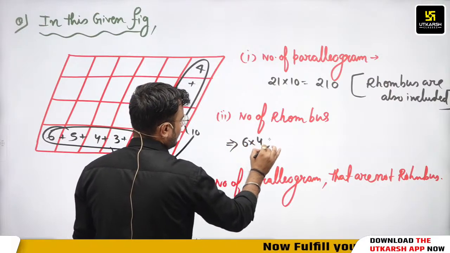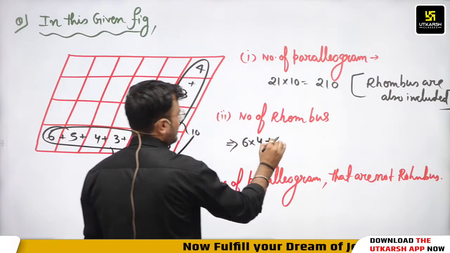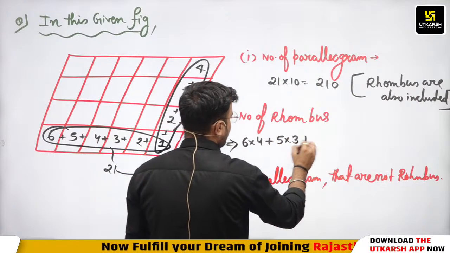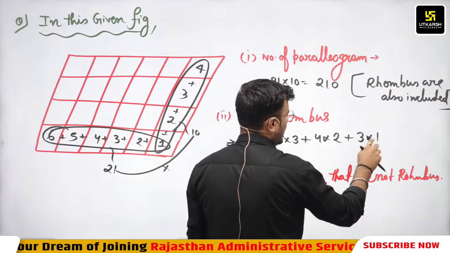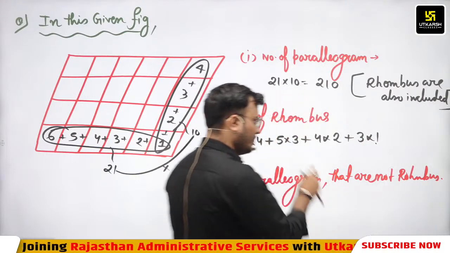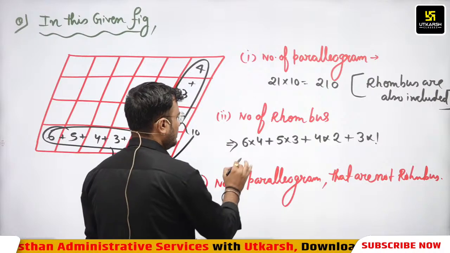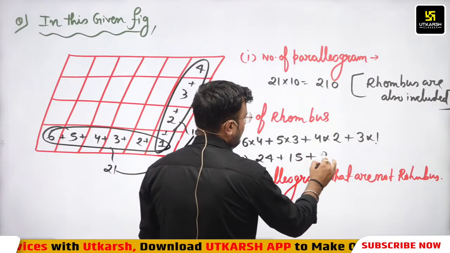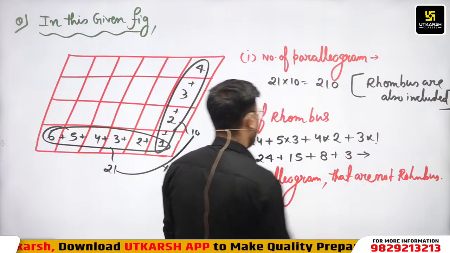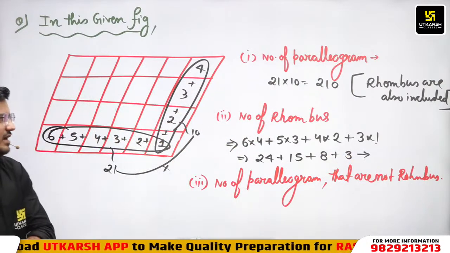6 and 4. Then subtract 1 from both numbers, 5 into 3. Repeat the same process, 4 into 2 and 3 into 1. Now this 1 will become 0, so we need to stop here and multiply all these numbers. So 6 into 4, 24, 15, 8 and 3.